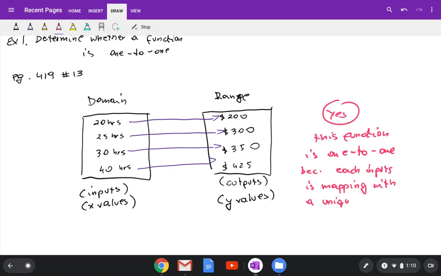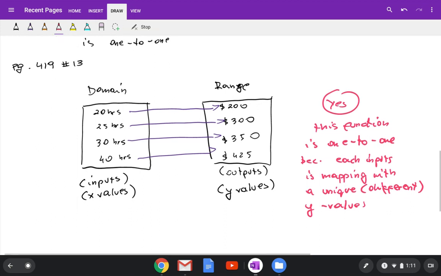With a unique, different y values. Okay, so when we're working 20 hours, we're getting 200 pay. When you work 40 hours, you're getting 425. So definitely, this is a one-to-one function. Okay? So I think one example of mapping is enough.